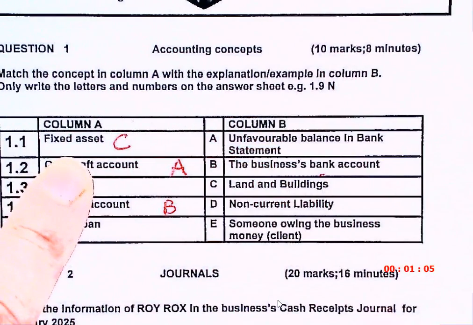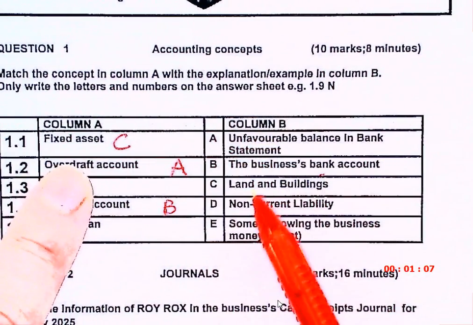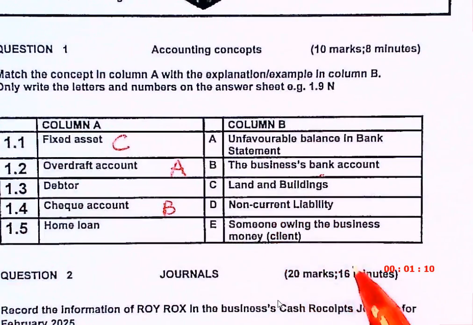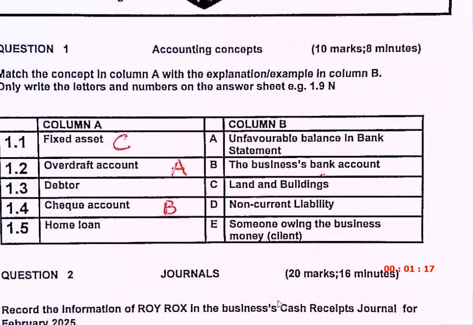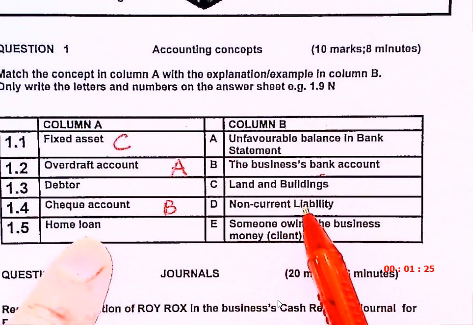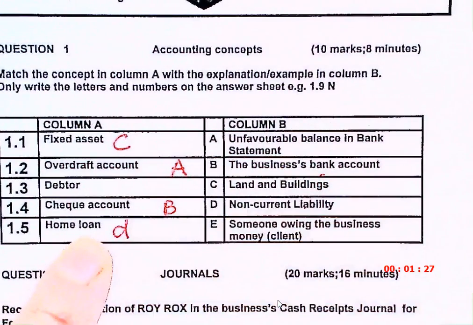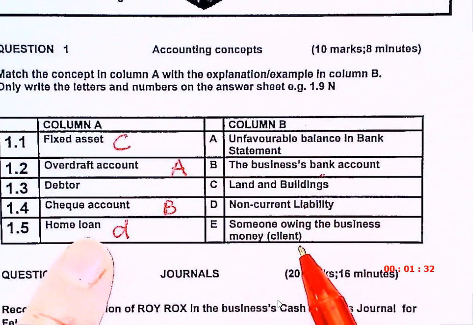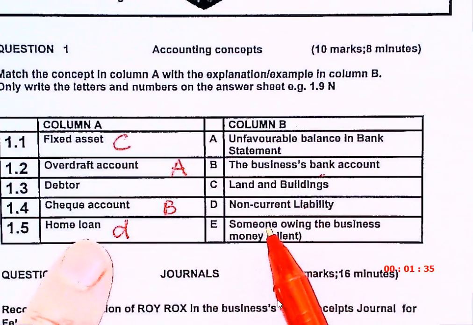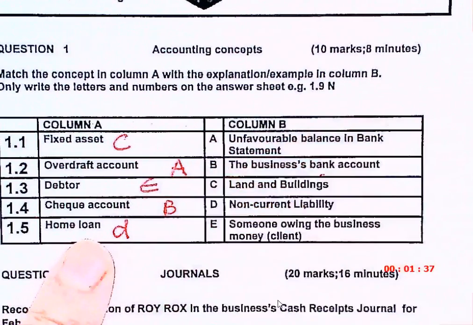Okay. Then I go and I see the next one. Non-current liability. So liability, I know it's debt. I owe. Non-current means it's very long. It's going to last forever. So now if I look at non-current, I see there's a home loan. Now home loan, I know I pay back over 20 years. And then obviously, the one that's left is going to be E. And I see it's 1.3 E. So that's how I do my little thingy.